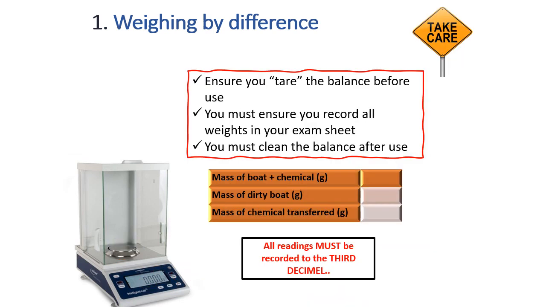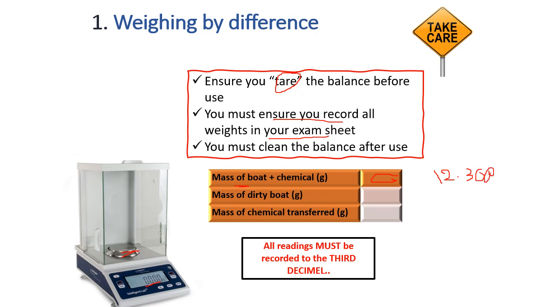It's very important to tare in the first step while you have nothing on your balance, while it's empty, till you get the zeros. And then you have to ensure that you record all your weights in your exam sheet. Your exam sheet will be provided with a table like this. First, you get your boat and you write the boat plus your chemical here, like the one we wrote here, it was 12.3, for example. And don't forget to write it in 3 decimal places.